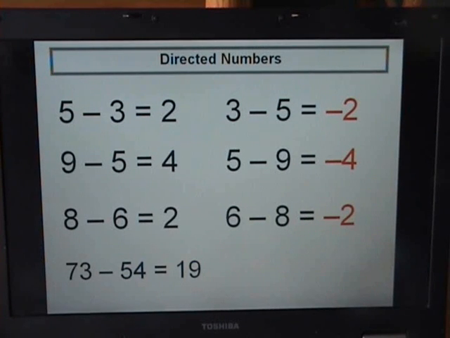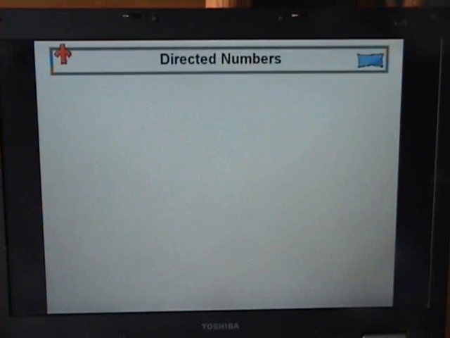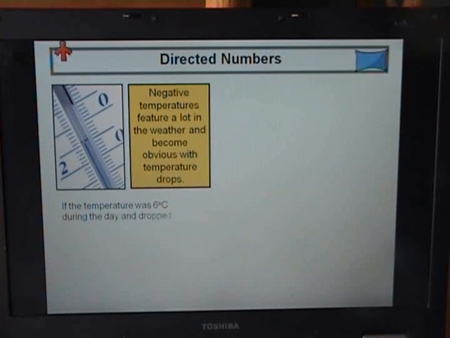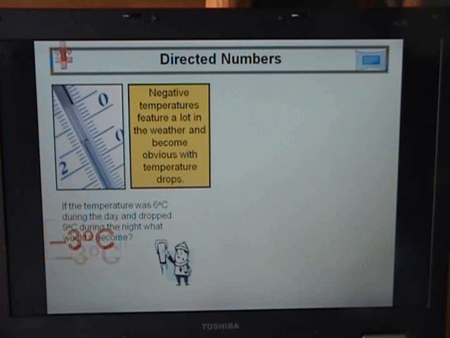And 73 take away 54 is 19, so if I switch these two numbers round and do 54 take away 73, it's actually going to be negative 19. Now the reason people use minus rather than negative is when talking about the temperature, and negative temperatures feature a lot in the weather and become obvious when you have a temperature drop. If the temperature was 6 degrees during the day and it dropped by 9 degrees during the night, what would the new temperature become? Negative 3 degrees, although weathermen would call that minus 3 degrees.